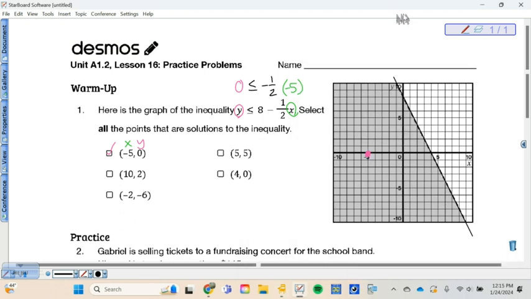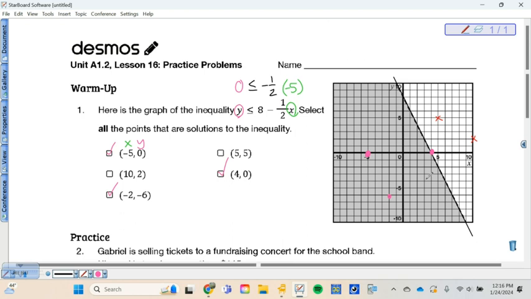Okay, so is 10, 2 a solution? No, 10, 2 is not a solution. 10, 2 is right here, that's not in the solution set. Okay, what about negative 2, negative 6? Yeah, that is a solution. Negative 2, negative 6 is right here. What about 5, 5? No. 5, 5, that's over here. And what about 4, 0? Yes.